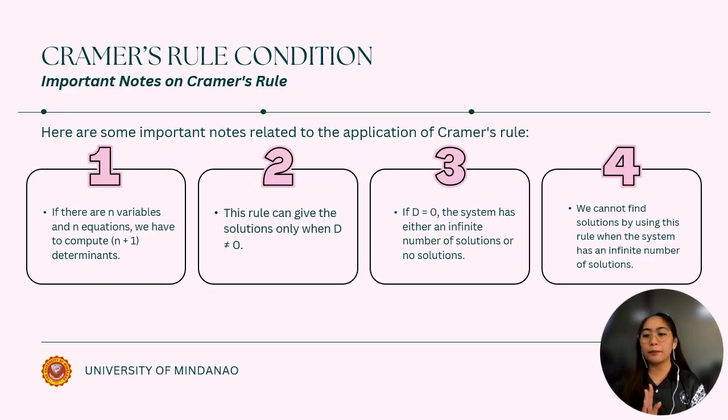Again, for the purpose of reminding, here are some important notes related to the applications of Cramer's rule. Number one, if there are n variables and n equations, we have to compute the n plus 1 determinants. Number two, this rule can give the solution only when D is not equal to 0, if it has unique solutions. Number three, if D is equal to zero, the system has either an infinite number of solutions or no solutions at all. And number four, we cannot find solutions by using this rule when the system has an infinite number of solutions. If D is equal to zero, we cannot use this rule.